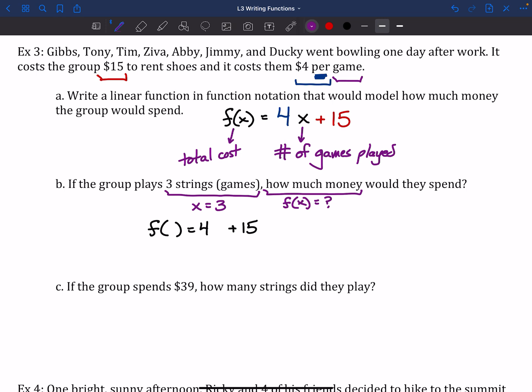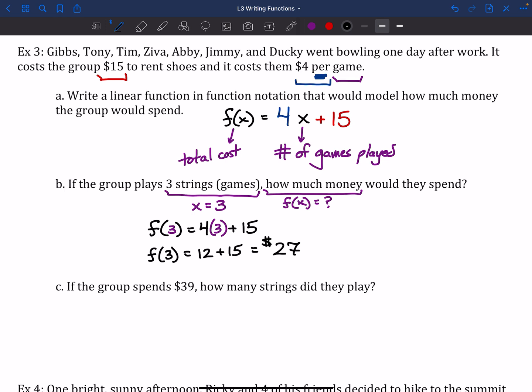for x. So f at 3. Remember we talked about how to use this function notation to evaluate a couple lessons ago? If you need to go back and refresh, that's okay. All we're really doing is plugging that 3 in for x and simplifying. f at 3 is equal to 4 times 3, which is 12. And then 12 plus 15 is 27. At the very end, because this is a word problem about money, we want to put 27 with a dollar sign. So they would spend $27 overall.